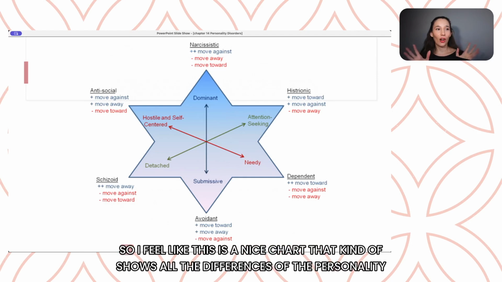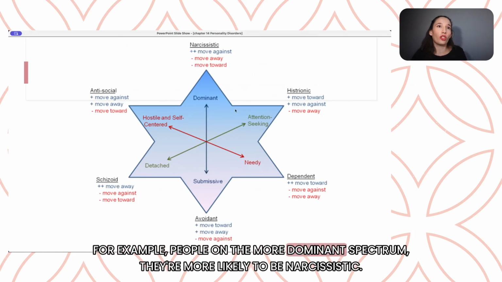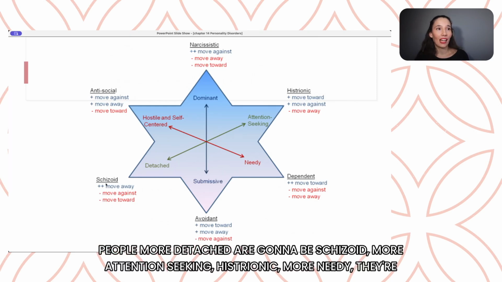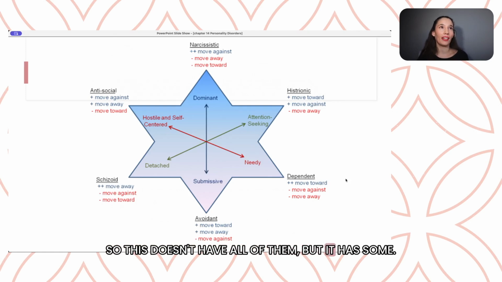And again, I like charts, so I feel like this is a nice chart that shows all the differences of the personality disorders, right? So, for example, people on the more dominant spectrum are more likely to be narcissistic. People on the more submissive spectrum might be more avoidant. People more detached are going to be schizoid, more attention-seeking, histrionic, more needy, dependent, more hostile and self-centered, antisocial. So this doesn't have all of them, but it has some.